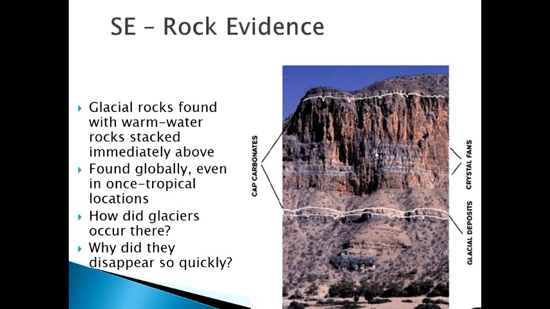And then sitting right on top of them, with no evidence of an unconformity, no evidence of a gap, we have warm water rocks. So when it says here cap carbonates, those are things like limestones, which we've already learned indicate warm ocean rocks. So it's as if a switch was flipped. So cold to hot, cold to hot quickly. So the first question was, well, how did they occur there? How in the world did they occur in the tropical equatorial regions? And then why did they disappear so quickly?